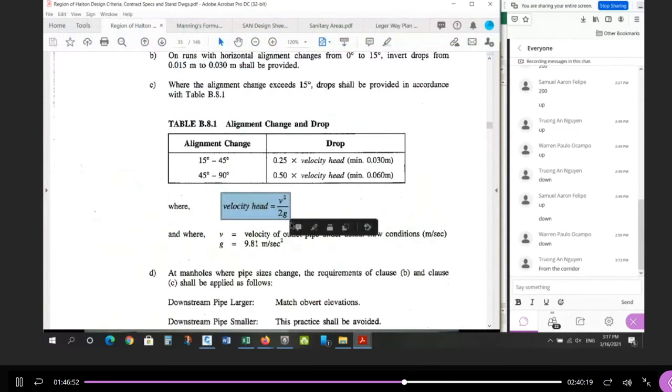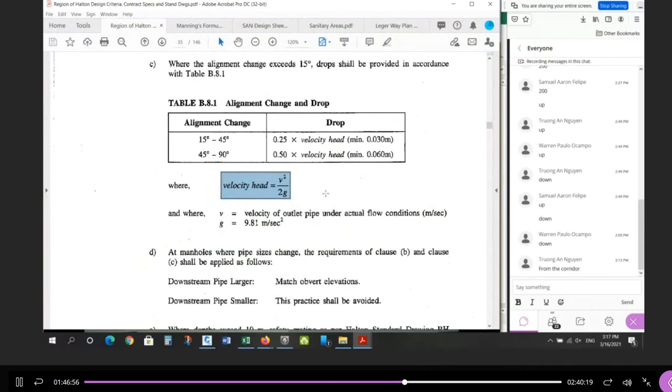The velocity head, times 0.25 and so on, right? So you calculate it, and you have to calculate it at every maintenance hole. So it's a bit of a pain. It's easier to use a rule of thumb that's conservative than to take the time to calculate this.